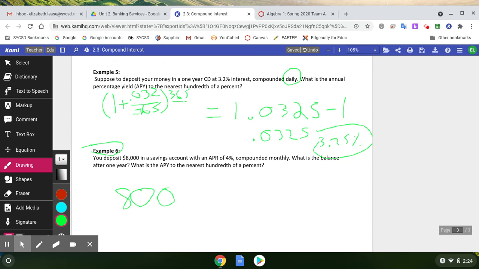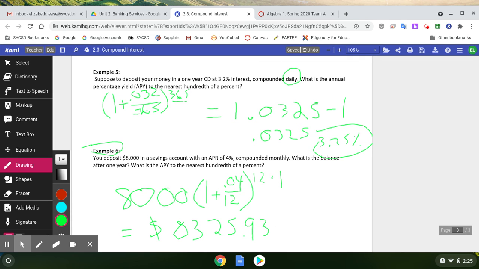So we start with $8,000 and we have an APR of 4%, so 0.04 compounded monthly, so divided by 12. Now, the balance after 1 year, so that's only being compounded 12 times, would be a total of $8,325.93.